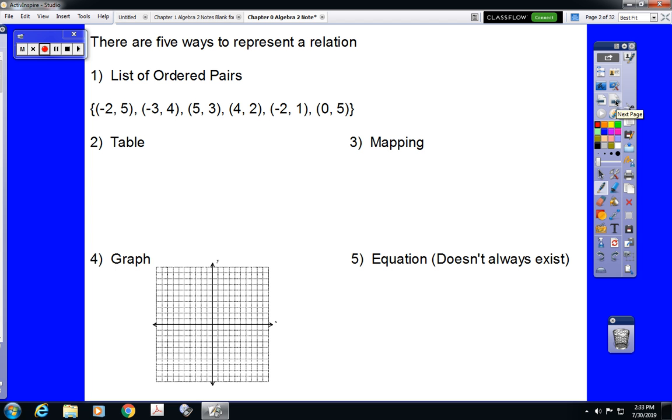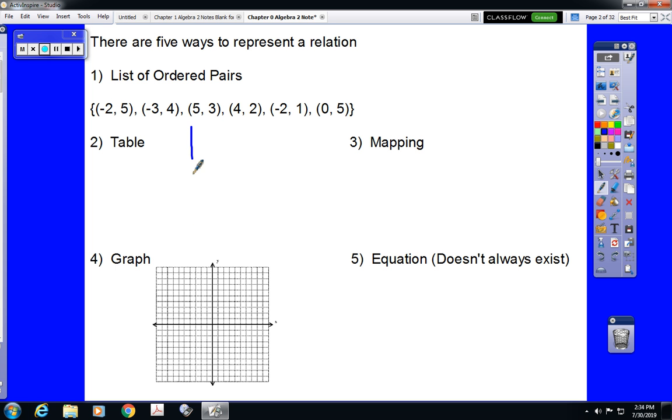Now, there are 5 different ways to represent a relation. This particular relation is listed as a list of ordered pairs: -2, 5; -3, 4; 5, 3; 4, 2; -2, 1; and 0, 5. Which means it doesn't actually have all 5 representations. It will not have an equation. So we'll go through how to write that set of ordered pairs in each of these other ways. Again, this should not be new information. You should already know this.